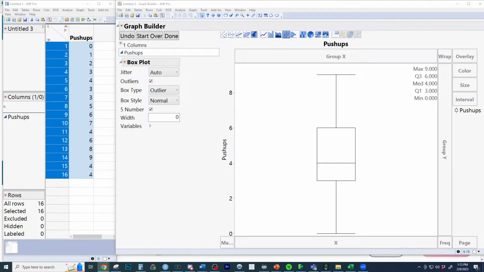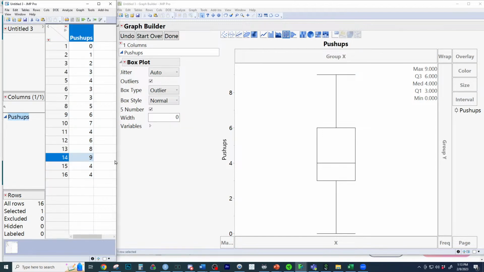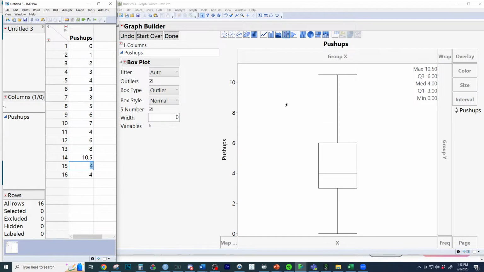So the mathematics we have to do is Q3 plus 1.5 IQRs. Sloan found that IQR is equal to 3 via Q3 minus Q1, which was 6 minus 3. And then we went to Q3, which is 6. So the answer is 6 plus 1.5 times 3 equals 10.5. So when we do this right here, watch this. If I take the maximum value and go to 10.5, it is now at the upper fence. But if I make it 10.51, it becomes an outlier.